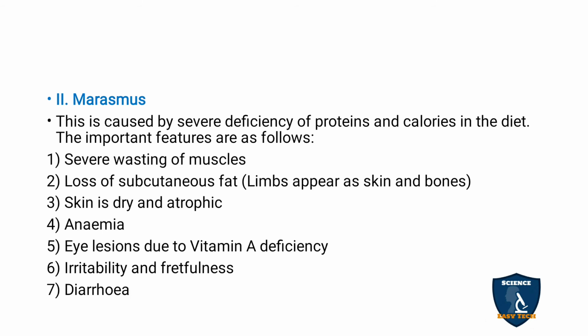Next, marasmus. This is caused by deficiency of both proteins as well as calories in the diet. So the person will be having severe wasting of muscles, loss of subcutaneous fat. The limbs appear as skin and bones. The child will be looking very bony. Next, skin is dry and the muscles will become atrophic.